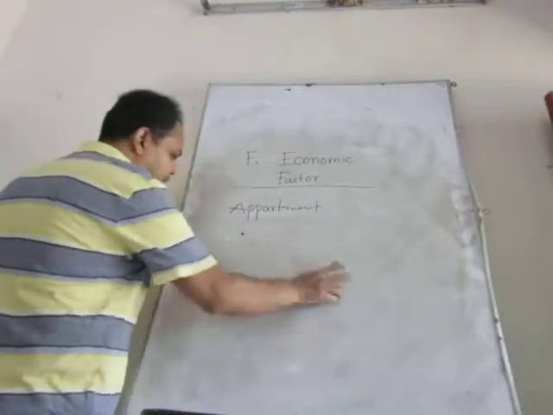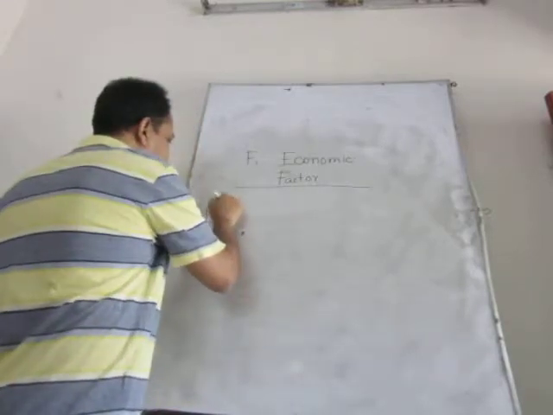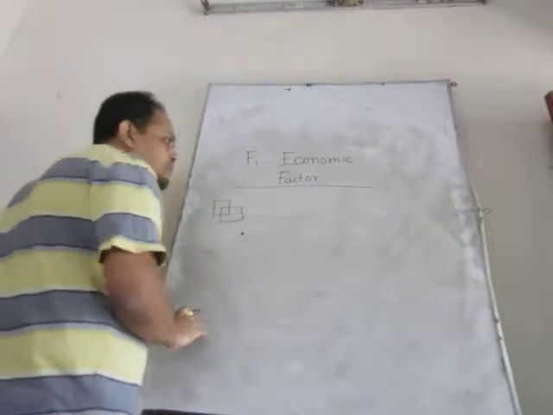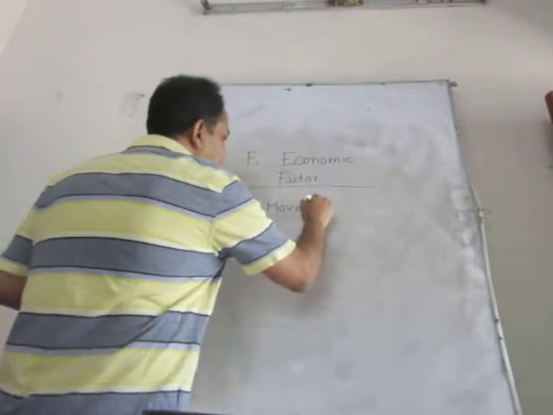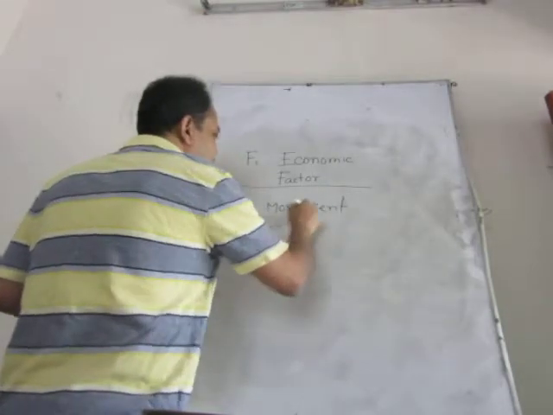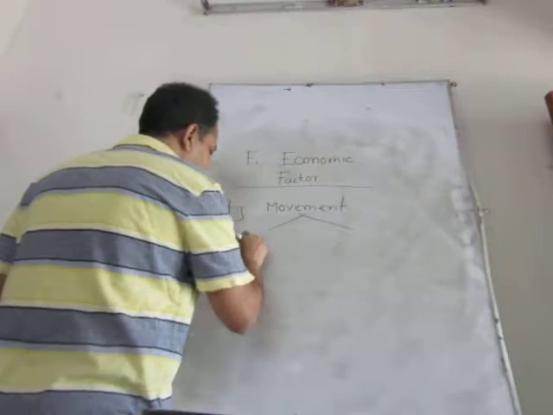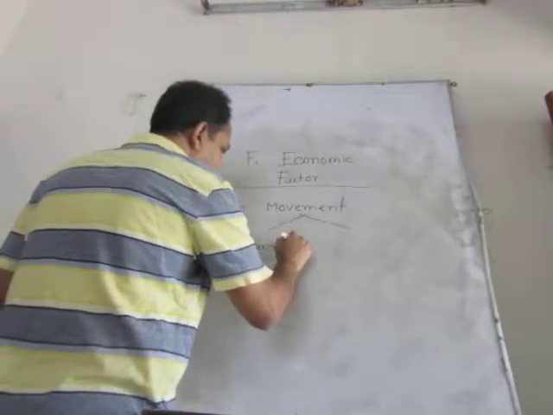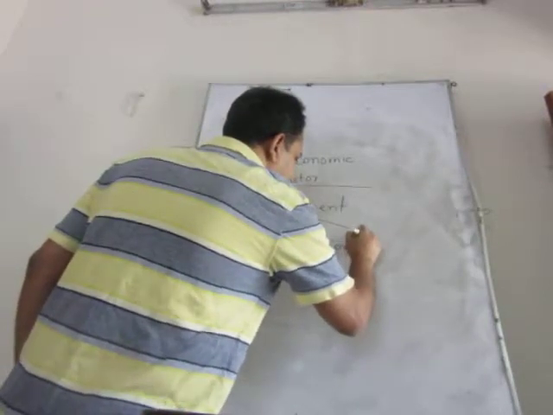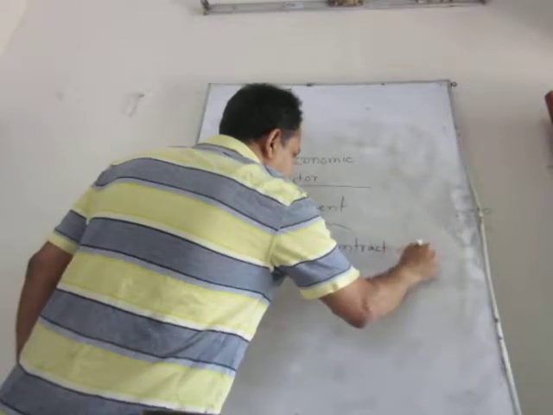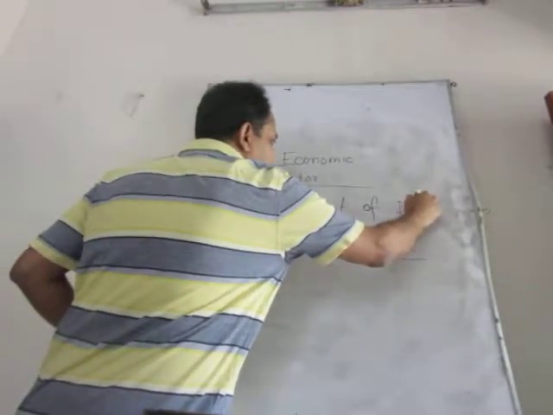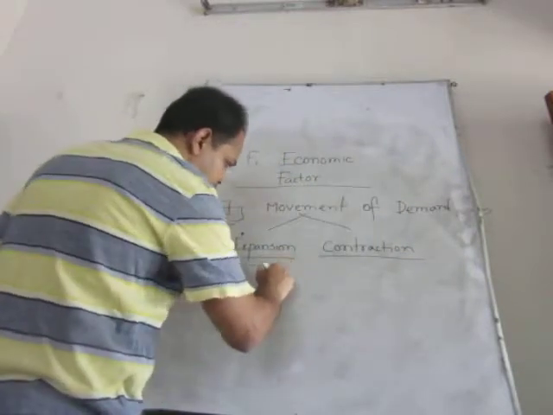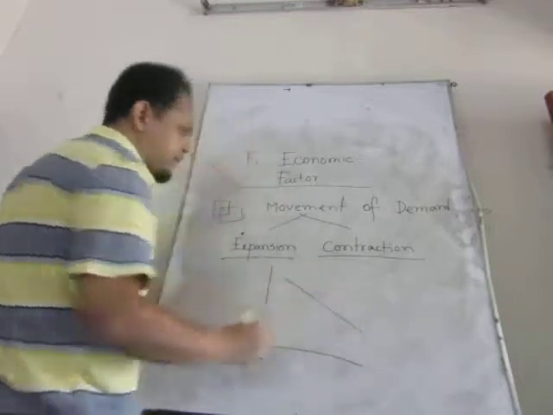So now, we have discussed the inverse relationship between demand and price. Now we will talk about movement, or expansion and contraction, movement of demand actually. See the graph? We have already discussed it.